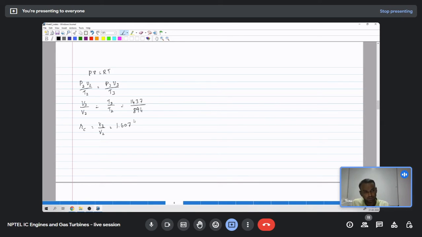Now we have compression ratio and the cutoff ratio. Now we can calculate the efficiency of the diesel cycle.